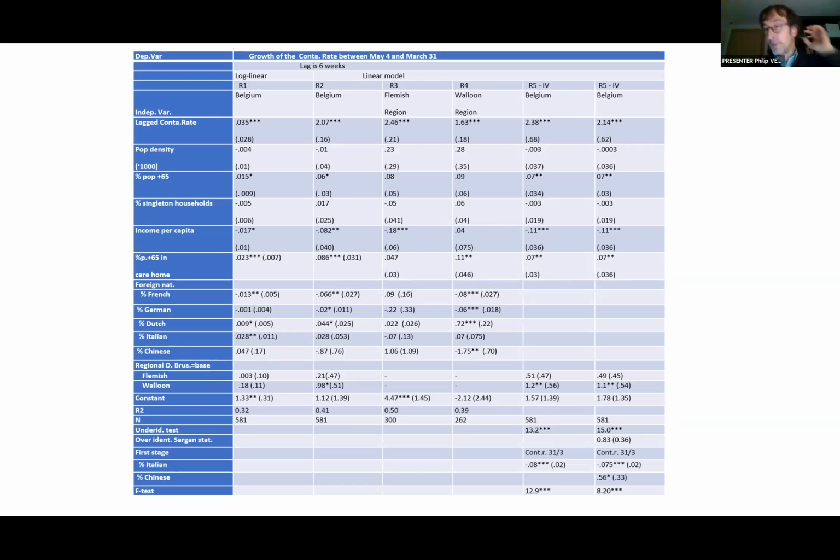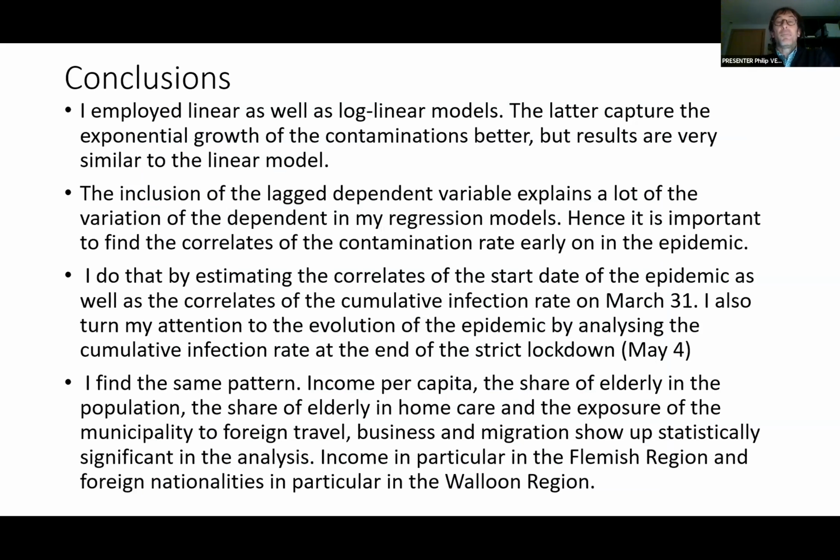I do also that with an IV method for those who are interested, and I explain it in the paper. So let me conclude. I employed log and log linear models. The log linear one captured better the exponential growth of the infections. I include lagged variables as dependent variables to capture the variation better. I do that estimation that correlates the start of the epidemic as well as correlates of the cumulative infection rate. And I also turn my attention to the evolution of the epidemic by analyzing the cumulative infection rate.